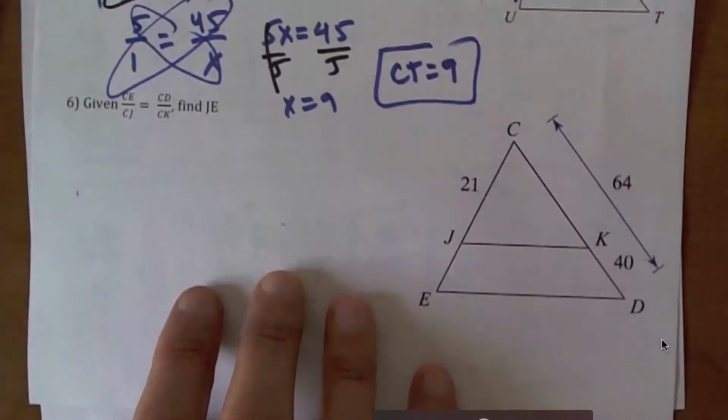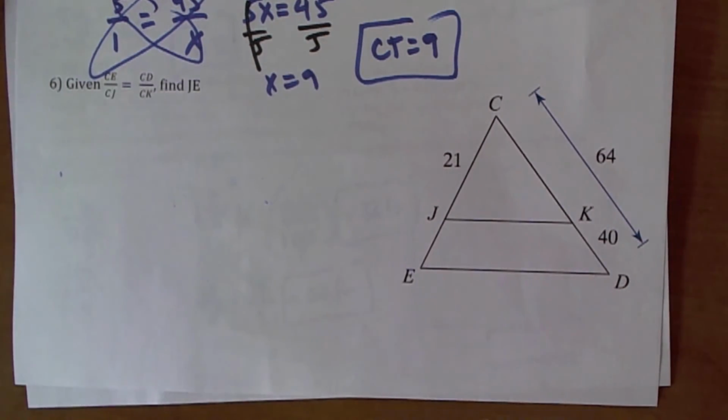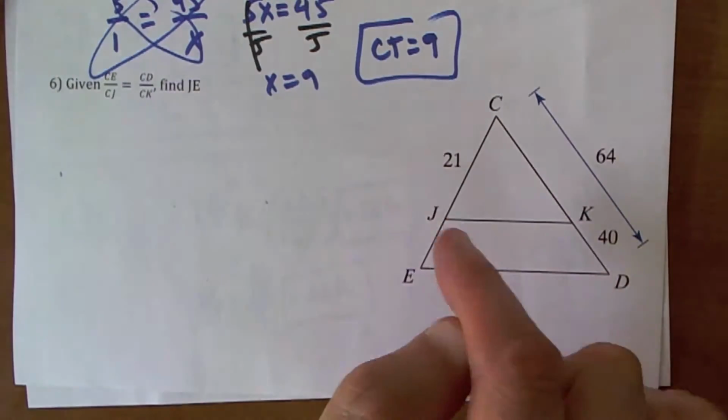Okay, so why don't you go ahead and pause the video. Last problem, go ahead and see if you can do it on your own. Given that proportion, this to this equals this to this, find JE.